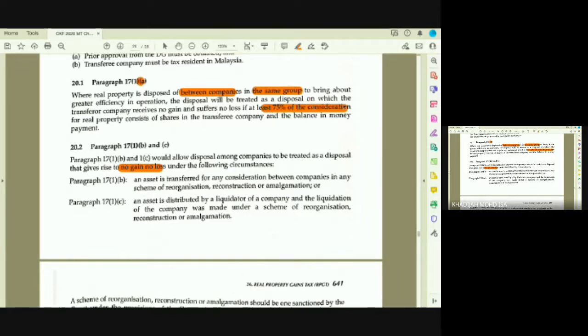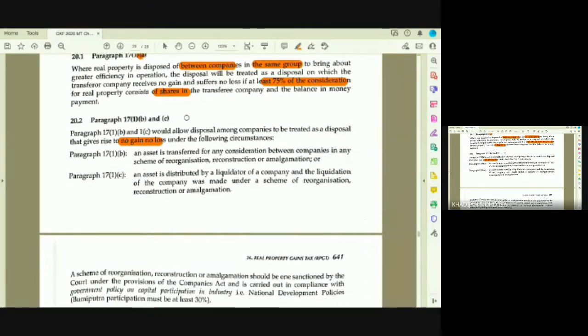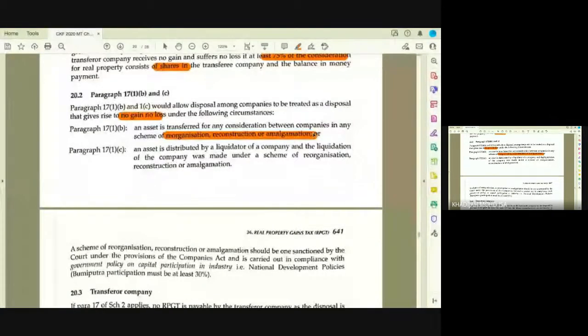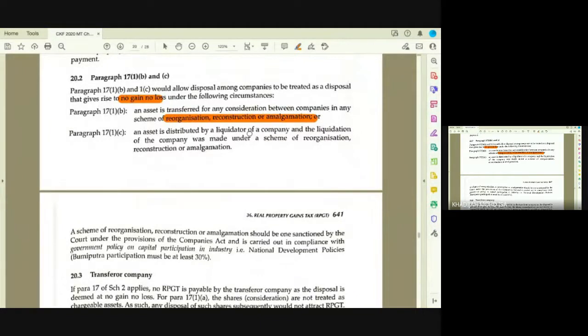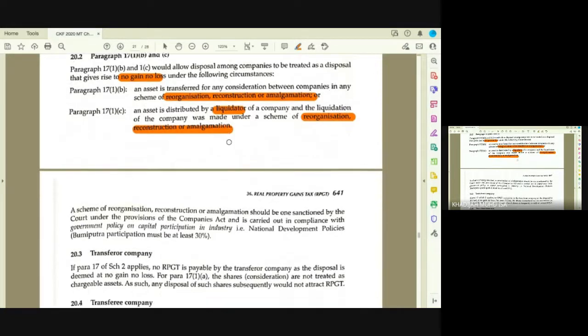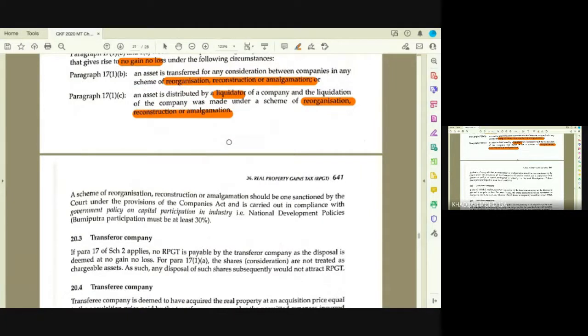Right, so it means that we're talking about transfer of property from one company to another within the same group, and the consideration is in the form of shares. It consists of shares, at least 70%, so then the transfer is known as no gain, no loss. Right, 17-1B says that the transfer is included between companies under a scheme of reorganization. So if you transfer because of this purpose, again, the transfer is no gain, no loss. And finally, you have the liquidator company transferring the shares because of liquidation of a company under the same scheme of reorganization, reconstruction, and amalgamation. Yeah, so again, that is exempted.